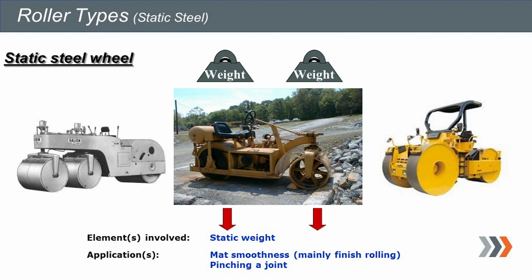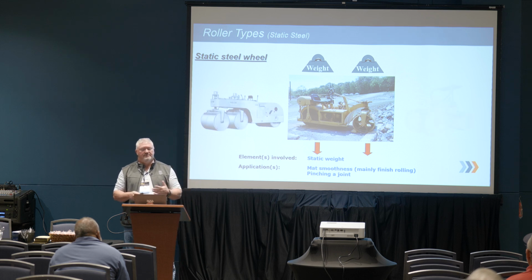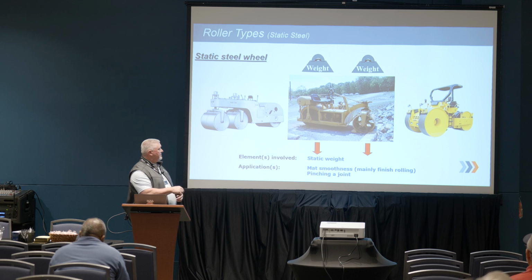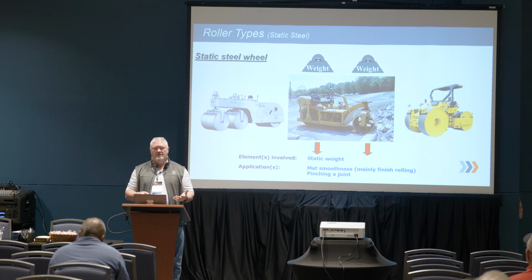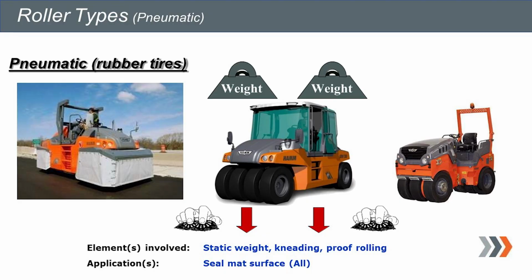Different types of rollers. We've got the old static rollers, just heavy rollers. A lot of times we're just using them for smoothness. Our finish rollers, maybe pinching some joints. They come in different shapes, different sizes. Older ones like this, some of them are still around. Typically we see more of the 3-wheel rollers. We see a lot of these on SMA mixes where a lot of times they won't allow vibration. They still want the heavy static 3-wheel rollers on there.